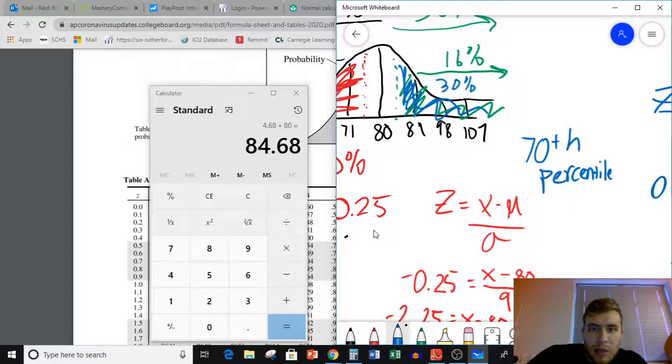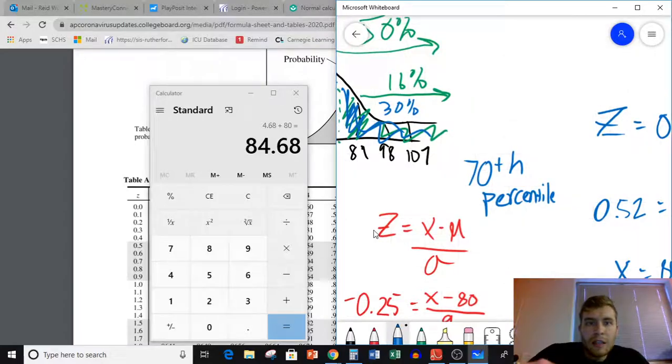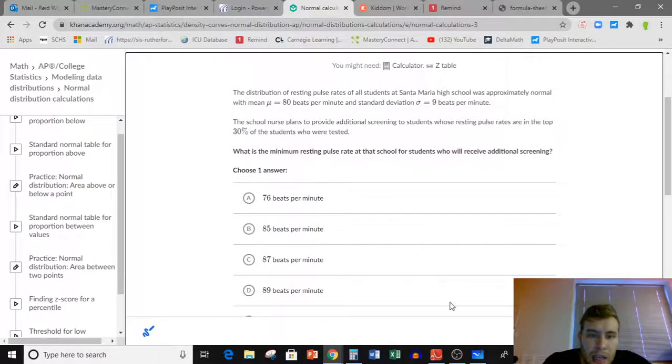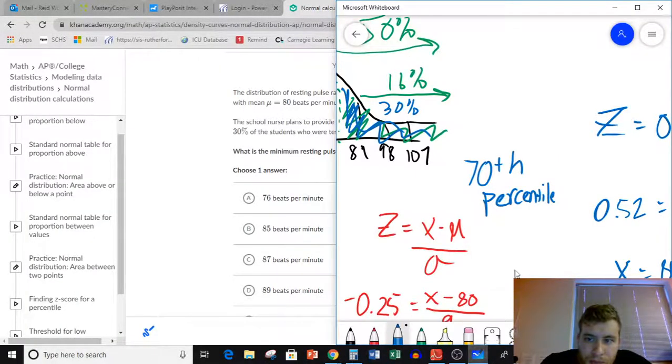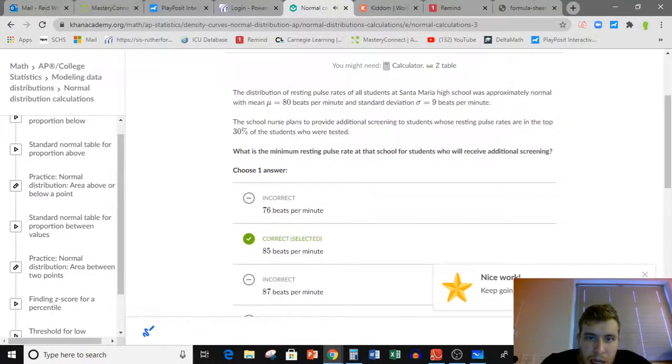And that should make sense. We know it's between 80 and 89, so 84.68 is going to be the correct answer. Let's see what options we have. 84.68. It looks like B is going to be the best choice. Let's check it. Okay, we got it.